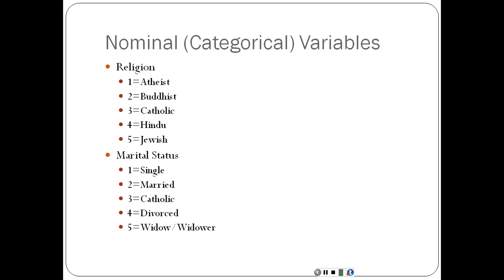Since the numbers are arbitrarily assigned to labels within a category, it would be inappropriate to perform traditional arithmetic calculations on such numbers. For instance, it would be foolish to compute the average marital status.